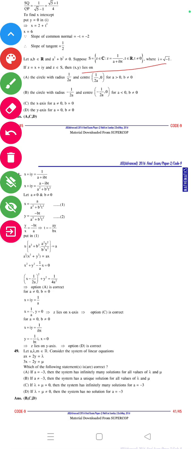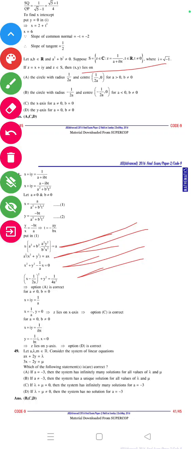Let a not equal to 0, b not equal to 0. x is equal to a by (a square plus b square t square), y equal to minus bt by (a square plus b square t square). So y by x is equal to minus bt by a, t is equal to minus a y by b x. Put in the equation for x: x(a square plus b square a square y square by b square x square) equals a, so x square plus y square equals x by a, that is x square plus y square minus x by a is equal to 0. So (x minus 1 by 2a) whole square plus y square equal to 1 by 4a square, and option A is incorrect.